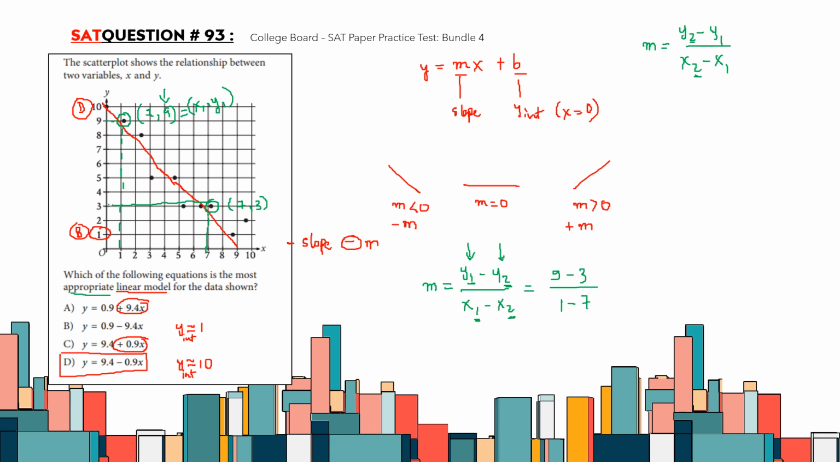Anyway, it's going to give you the negative, right? So 9 minus 3 is 6 over 1 minus 7 is negative 6. So this one is negative 1. So m is about negative 1. Which one is negative 1? It's negative 0.9. Negative 0.9 is about negative 1.